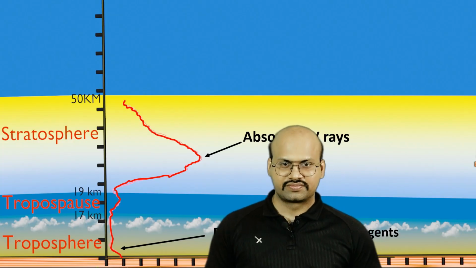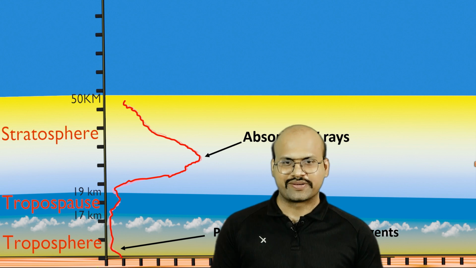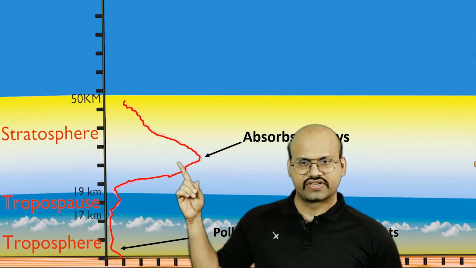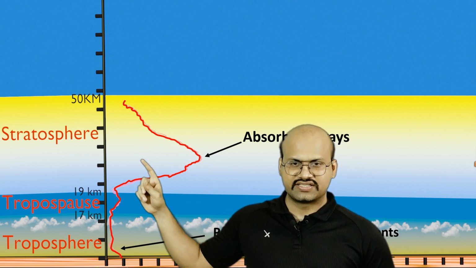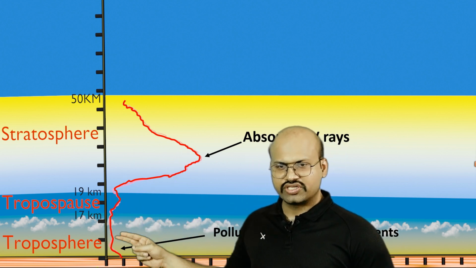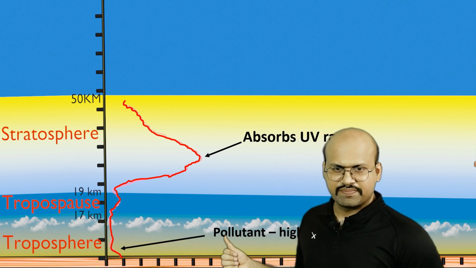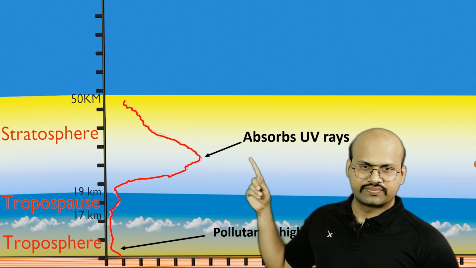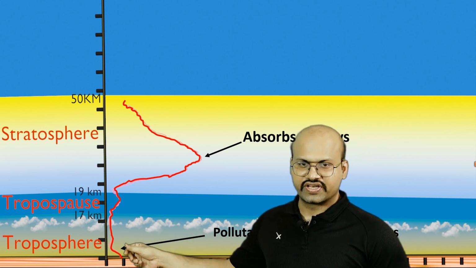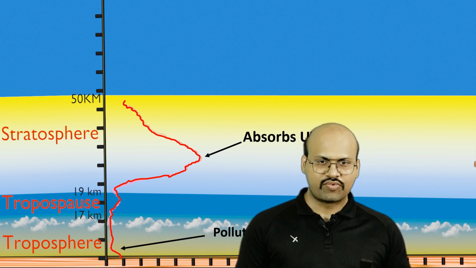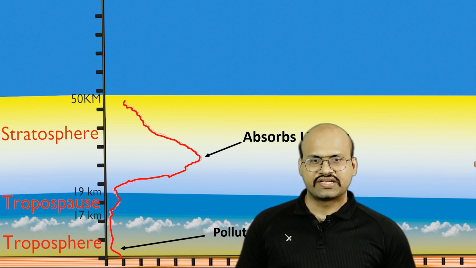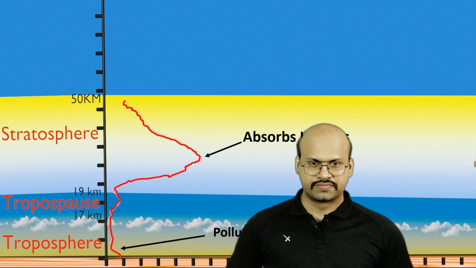If you look at the distribution of ozone in our atmosphere, the maximum concentration of ozone is found in the stratosphere, in fact in the lower stratosphere. In the troposphere some amount of ozone is formed, but here it acts as a pollutant. The ozone in the stratosphere absorbs UV rays and protects life on Earth. But the ozone in the troposphere acts as a pollutant and causes photochemical smog. We will discuss tropospheric ozone in another video. In this video, we will confine ourselves to stratospheric ozone.